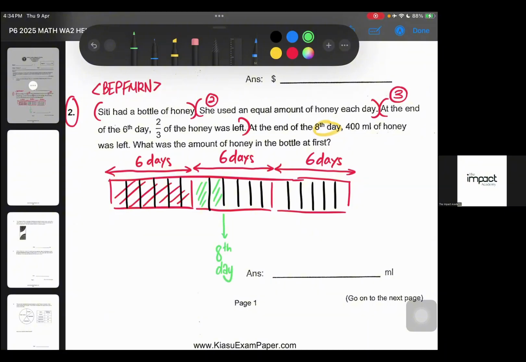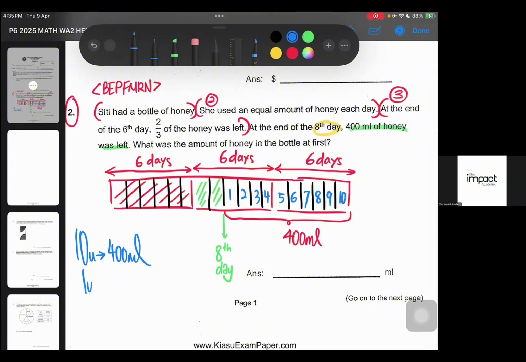And they continue on to say that 400 ml of honey was left. That means to say everything that is over here is basically what I call 400 ml. Am I making sense? Do you agree or disagree? All right, 1, 2, 3, 4, 5, 6, 7, 8, 9, 10. 10 units in this situation is 400 ml. My job is to find 1 unit, which is equals to 40 ml.